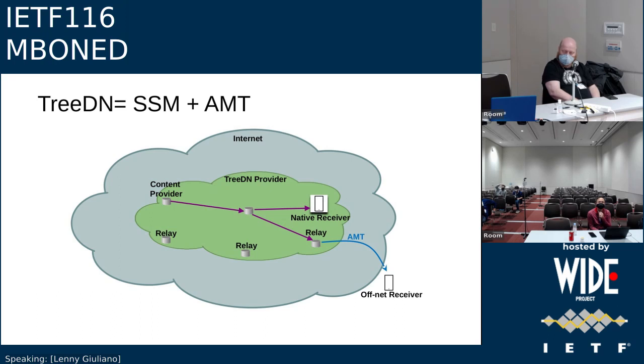So, it's really just SSM plus AMT. And this diagram kind of illustrates that. You have the big internet, and some portion of that network, a TreeDN end provider, is multicast enabled. You have a content provider that is delivering content natively to native receivers who are on net. And for receivers that are off net on unicast only networks, that traffic gets sent natively to an AMT relay, which sends it via AMT tunnel to the receiver.